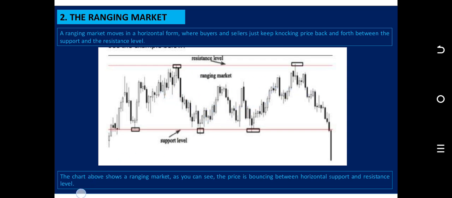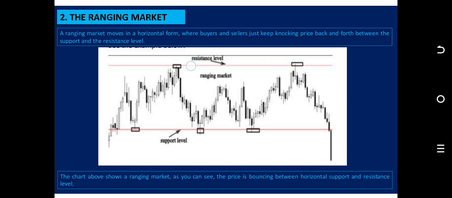You see, the chart above shows a ranging market. As you can see, the price is bouncing between horizontal support and resistance level. So how do you trade this kind of ranging market? Now look at it. The market started from here, it got to this place, it came down. You understand? It still went up again. So as it keeps going up and coming down, by the time you spot that, oh, this is a ranging market, it is going in between two horizontal lines, right? So then, how do you take advantage of it?